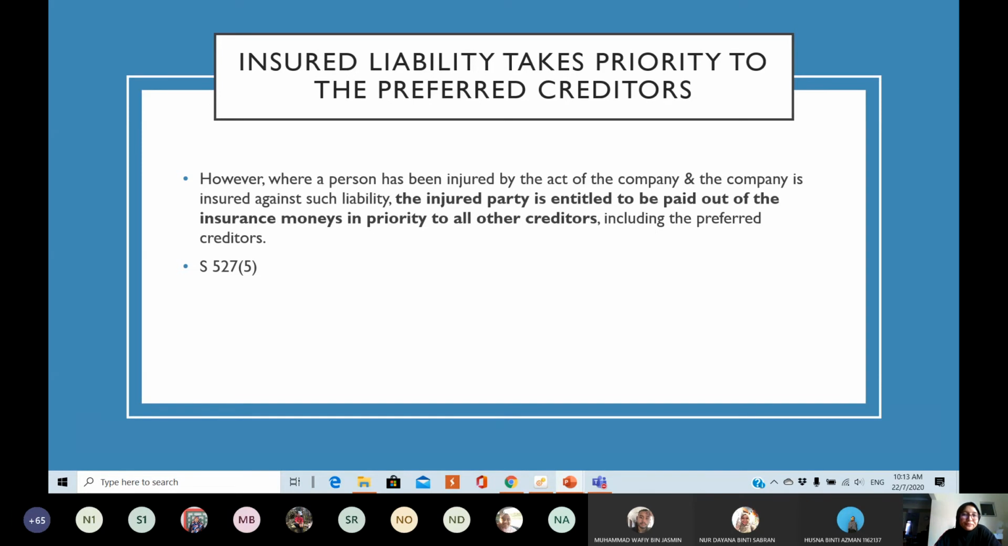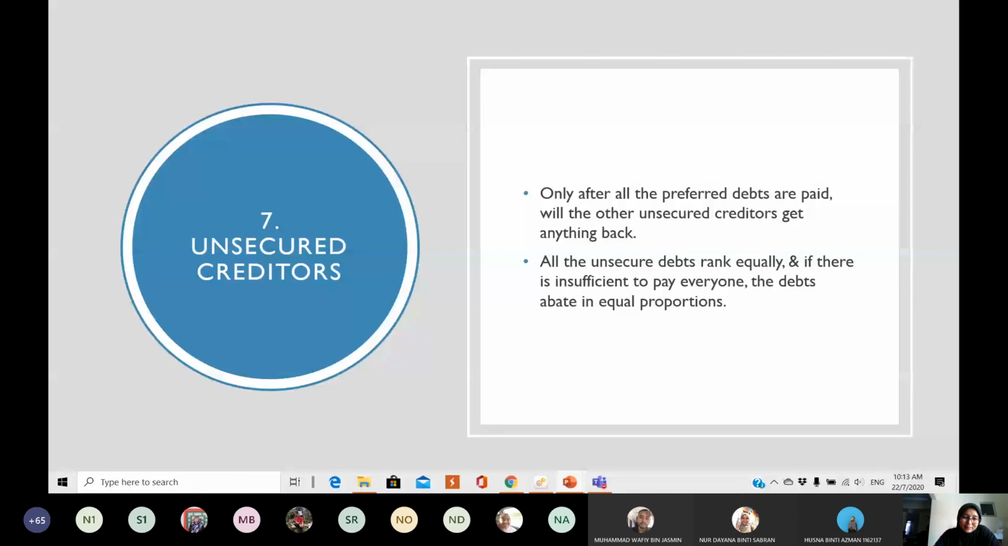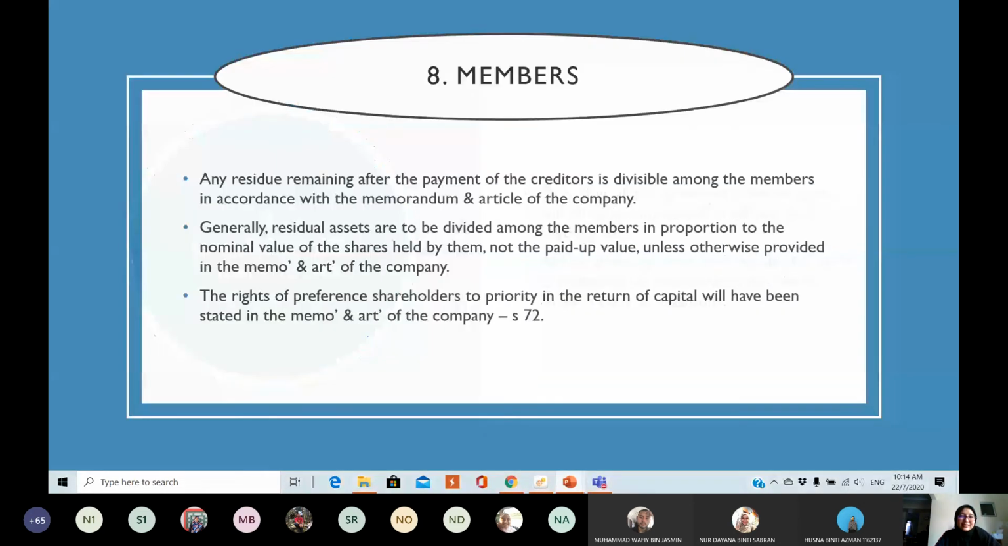Okay, and then the last person as usual sama dengan bankruptcy is that the unsecured creditors take last. Yeah, the last portion of the cake tu will be taken by the unsecured creditors. So kalau cukup dia akan bayar semua, kalau tak cukup dia akan bayar pari passu equally. So mungkin cukup bayar 80% je, dia akan bayar 80% je. And then the last one, kalau ada balance, will be paid to the members of the company, according to the entitlement of the members as stated in the memorandum and article of the company.